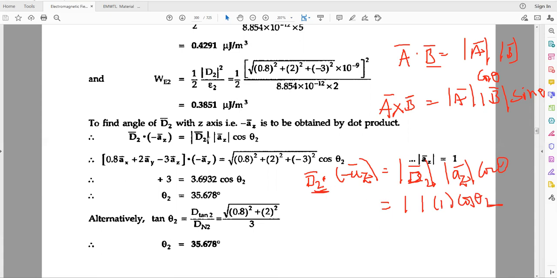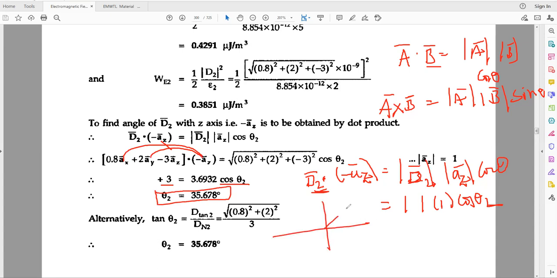Okay, my dear students. Already, the left hand side also: 0.8 AX plus 2 AY minus 3 AZ bar dot minus AZ bar. AZ into AX is 0, AZ into AY is 0, both get cancelled. Minus into minus is a plus, 3 into AZ dot AZ is 3. We require the angle cos theta 2. The theta 2 is equal to 35.678 degrees.